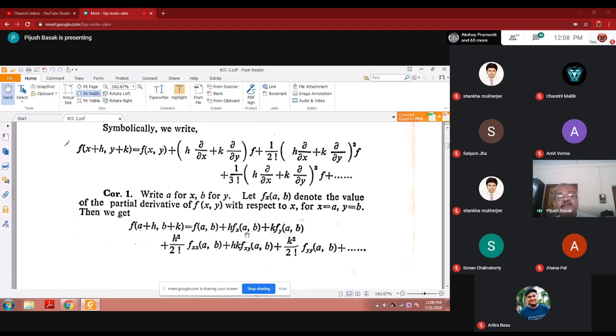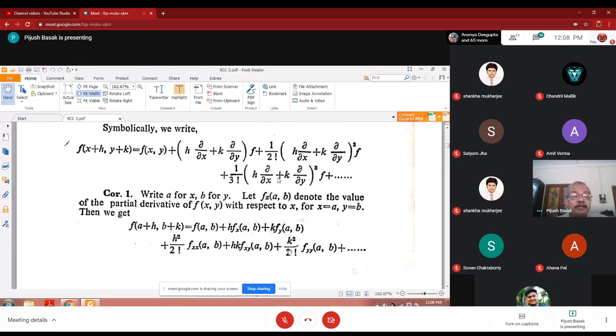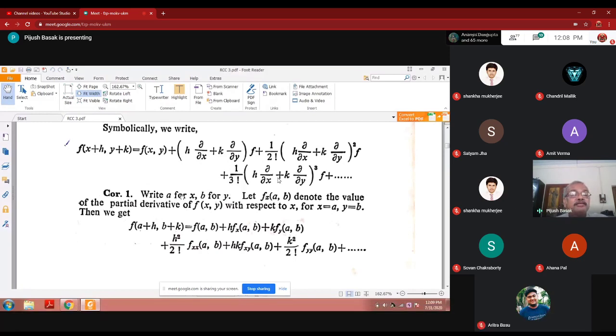h f_x(a, b) plus k f_y(a, b) plus 1 by factorial 2 of h square f_xx(a, b) plus 2hk f_xy(a, b) plus k square f_yy(a, b). You can deduce this from there. Just write down a in place of x and b in place of y. From the earlier deduction, you can get this equation.